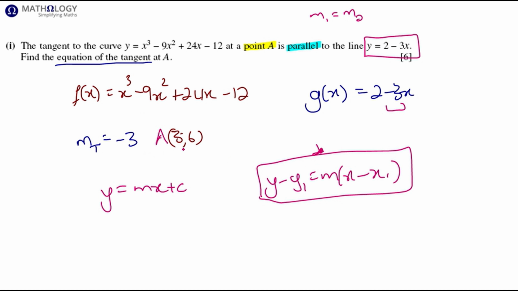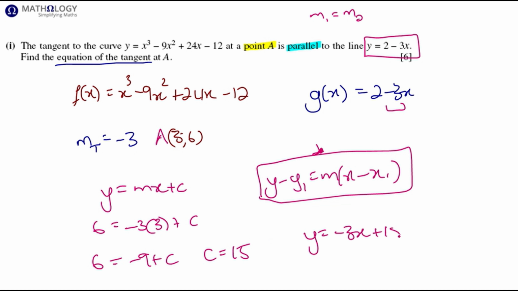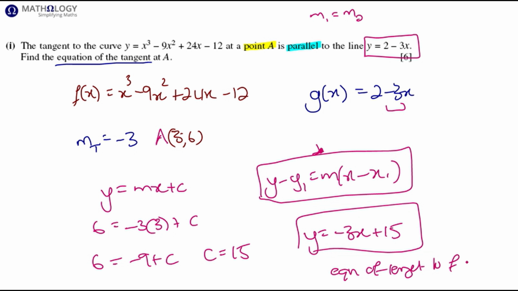Alternatively, if you don't like that method, use y equals mx plus c. So 6 equals minus 3 times 3 plus c. 6 equals minus 9 plus c. C equals 15. So y equals minus 3x plus 15. And this represents the equation of the tangent to f at the point 3, 6.